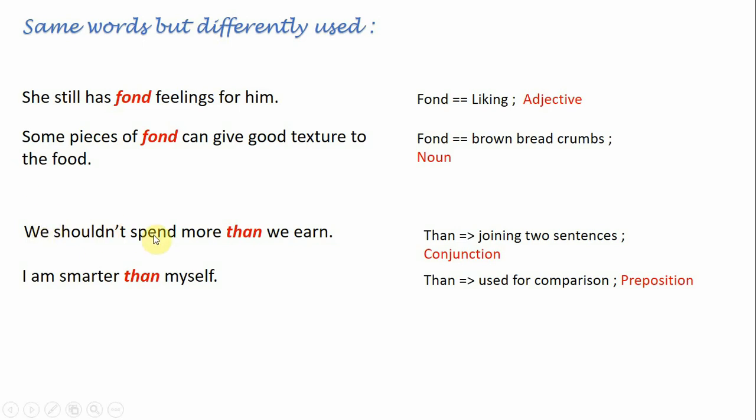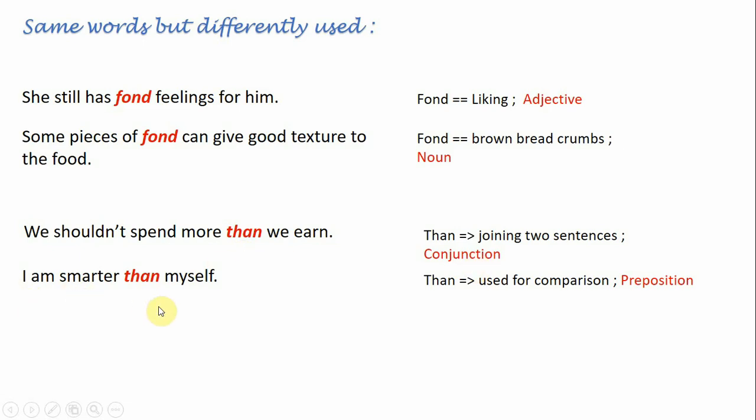Here: we should not spend more than we earn. Look here, than is not comparing here. Here it says we should not spend more. How much? As much as we earn. We earn. So here than is actually joining two sentences. We earn is a separate sentence; we should not spend is an independent separate sentence. And here than is connecting. So than is a conjunction, the bridge, you know.